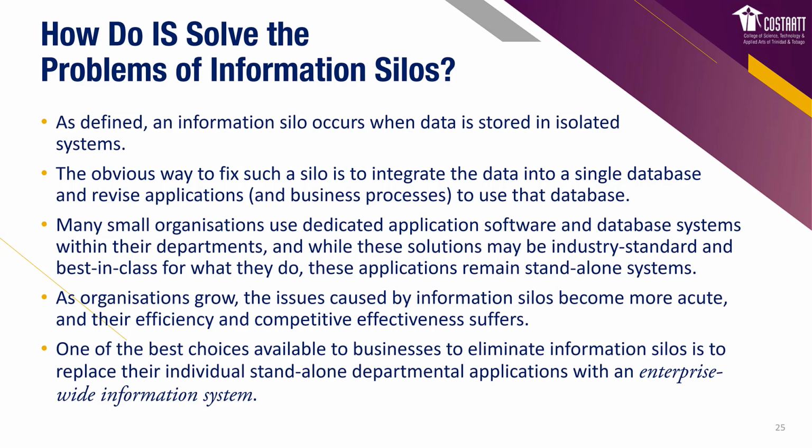One of the best choices available to businesses to eliminate information silos is to replace their individual standalone departmental applications with an enterprise-wide information system. And that is the obvious way. The obvious way to fix a silo is to use an enterprise-wide system, a single database, and you replace all of the various applications with the applications that are part of the enterprise information system.